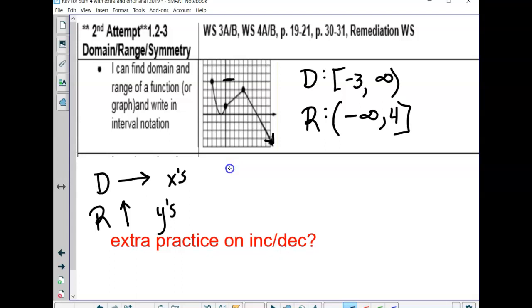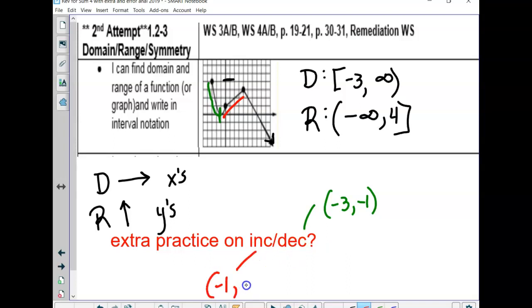Need to see another domain example? Okay. If we were doing increasing and decreasing on this one, just because that's something we need more practice on, what would it be doing over here? Yes, and that decreasing piece would go from x equals negative 3 until negative 1, I think.